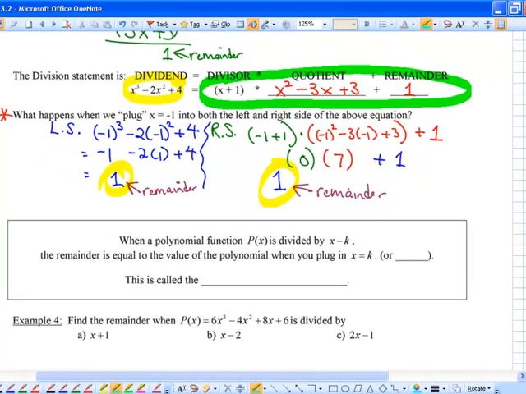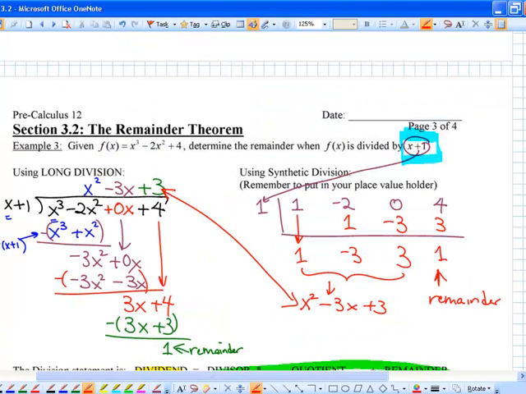Okay? So in general, here's the big thing for today. It says when a polynomial function, p of x, that's this big long thing here, the x cubed minus 2x squared plus 4, okay, that polynomial, is divided by a factor, a binomial of x minus k. Now notice it says x minus k. Okay, so it's kind of opposite of what we have. The remainder is equal to the value of the polynomial when you plug in x equal to k. Remember, opposite. Okay, just like before, how up here, my original question was x plus 1, I plug in negative 1. So if this was x minus 1, I'd plug in positive 1, yes.